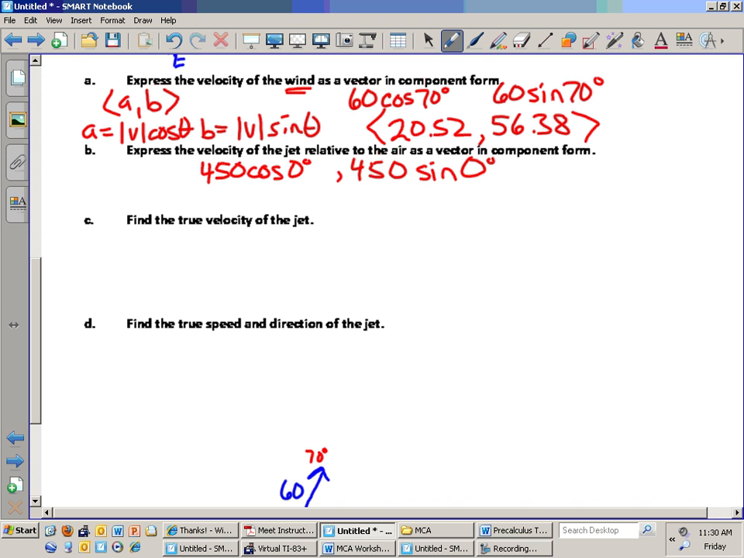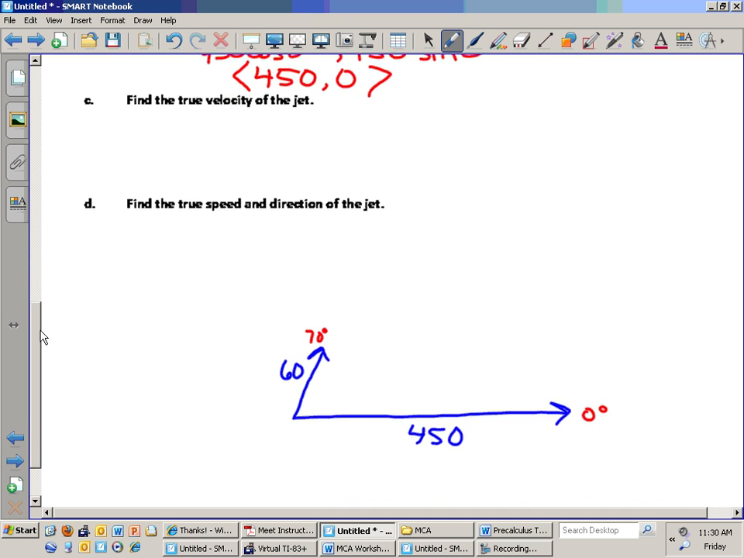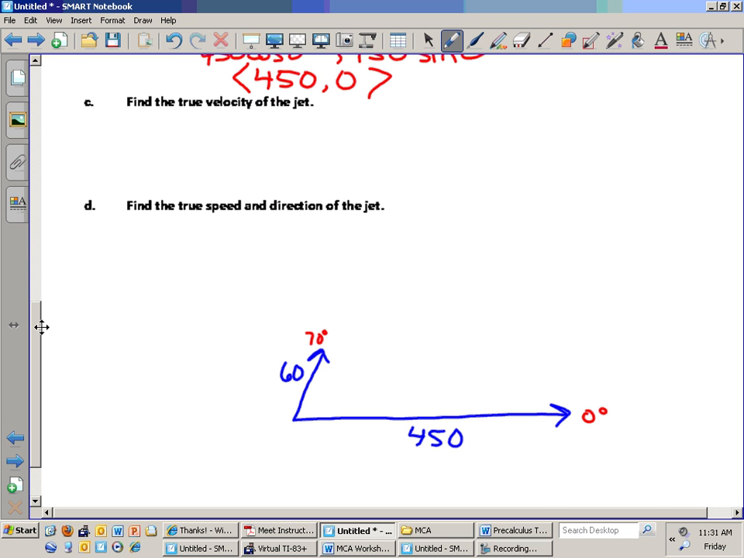And if you take 450 times the cosine of 0, well, the cosine of 0 is 1. And 1 times 450 is 450. And the sine of 0 is 0, and 450 times 0 is 0. So we have 450, 0. So again, if you look at our drawing for the vector of the jet, if you go to 450, 0, that would bring you to the tip of this vector, right? So we found basically those tips of the vectors.